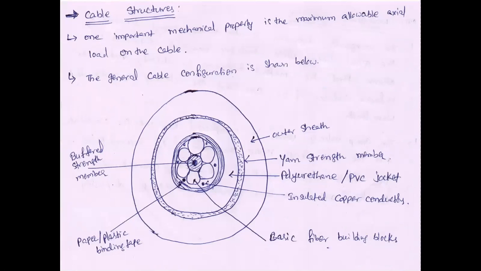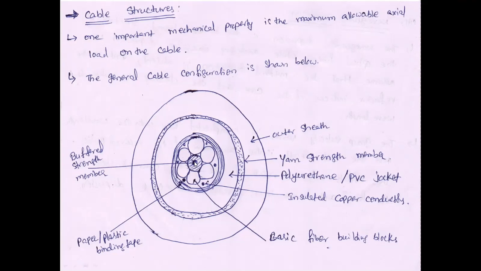See this one. This is a basic cable structure which we are using. Here, one important mechanical property of the cable structure is that it allows the maximum allowable axial load on the cable. See this figure, this is the basic cable structure. Here, see, different types of layers are available.